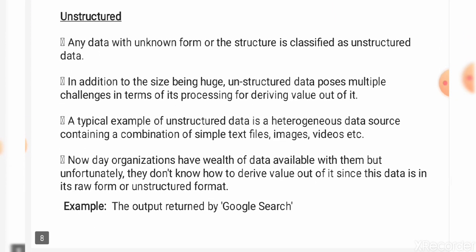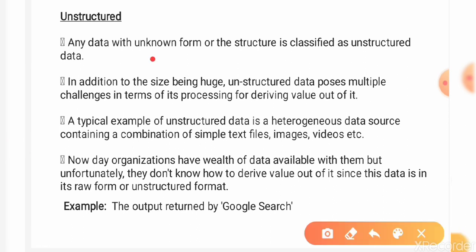The next type is unstructured. Any data with unknown form or structure is classified as unstructured data. In addition to size being huge, unstructured data poses multiple challenges in processing for deriving value from it. A typical example is a heterogeneous data source containing a combination of text files, images, videos, etc. Nowadays, organizations have a wealth of data available to them, but unfortunately, they do not know how to derive value from it since this data is in raw or unstructured format.